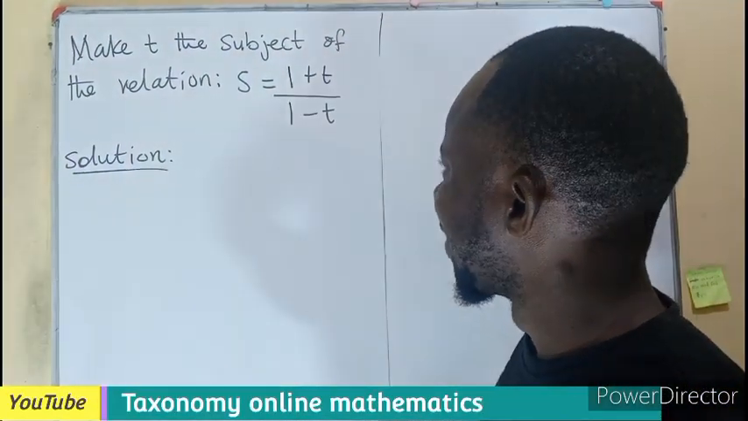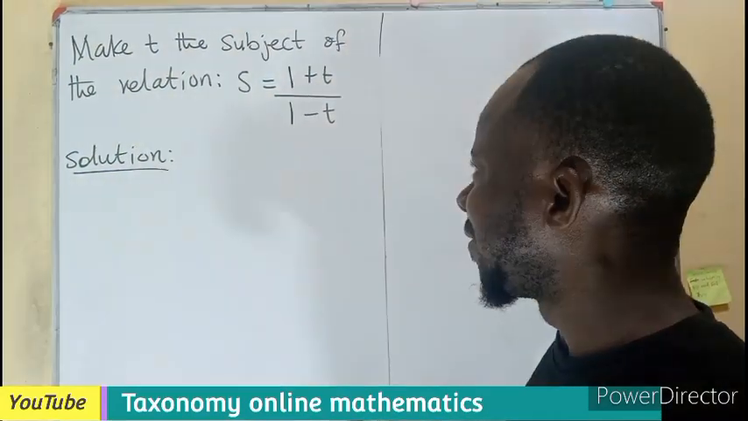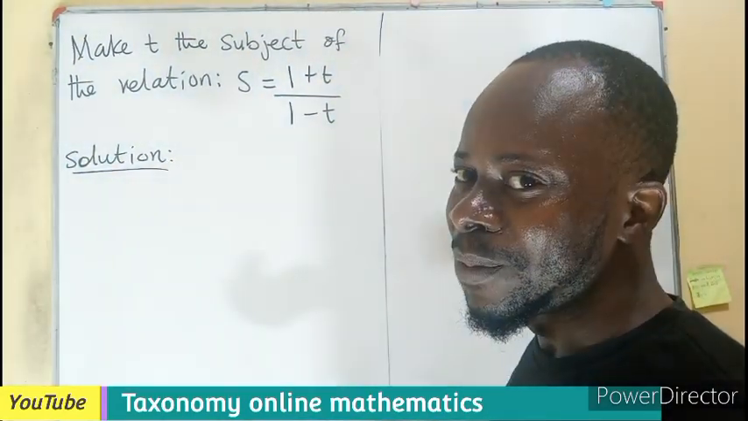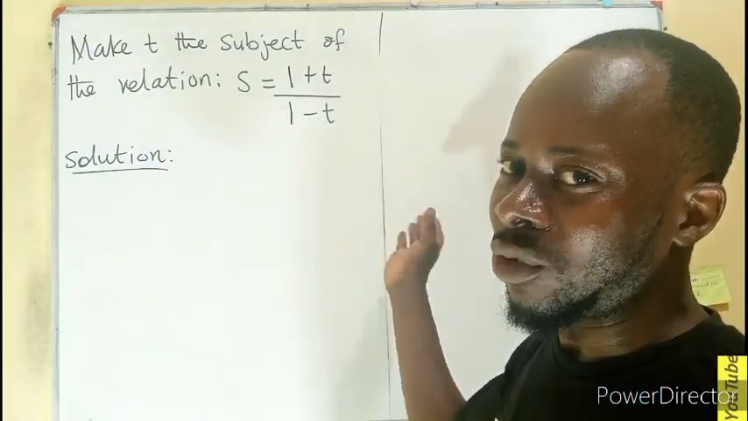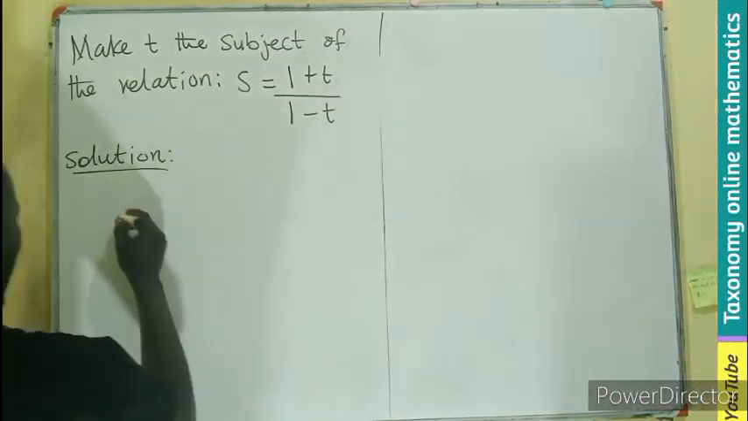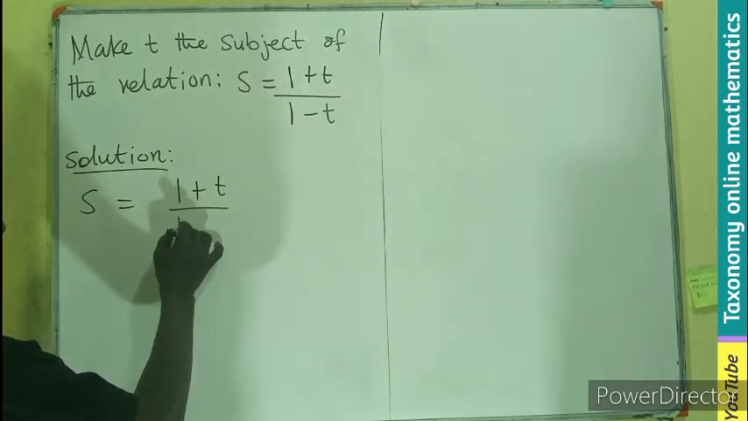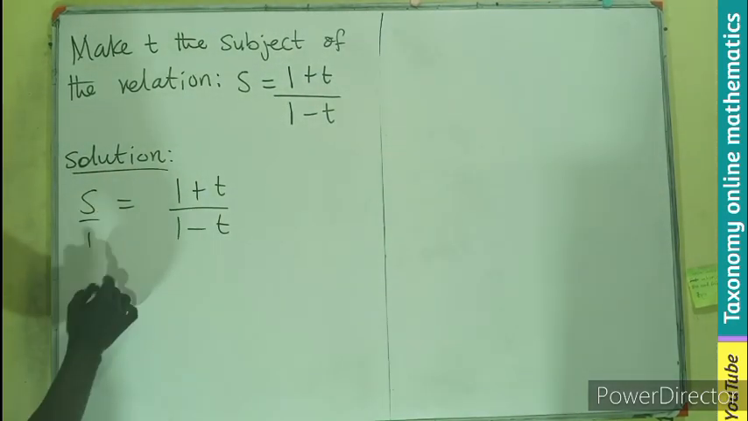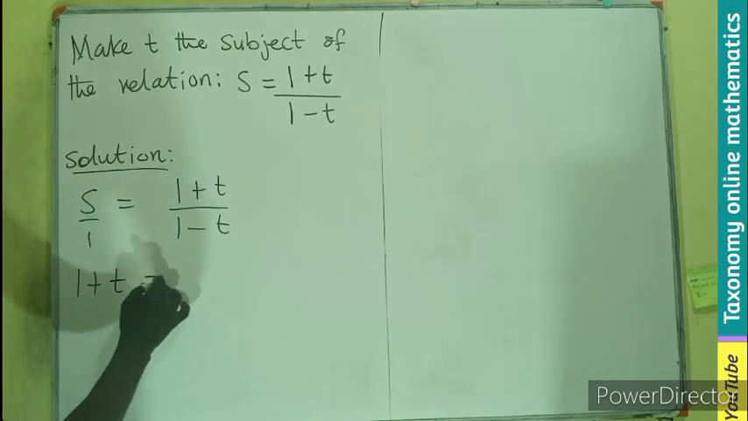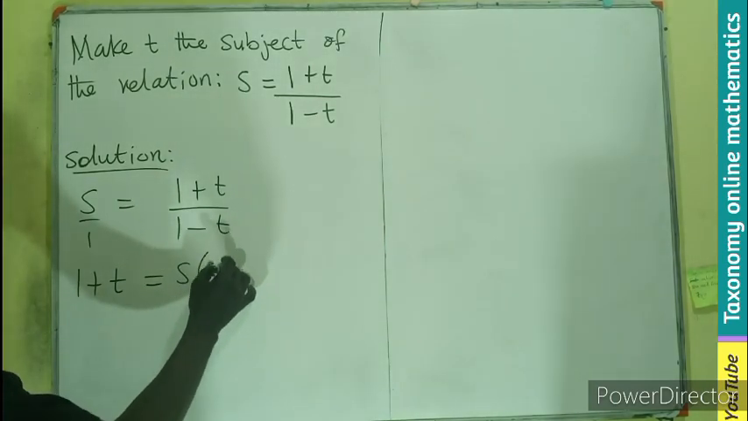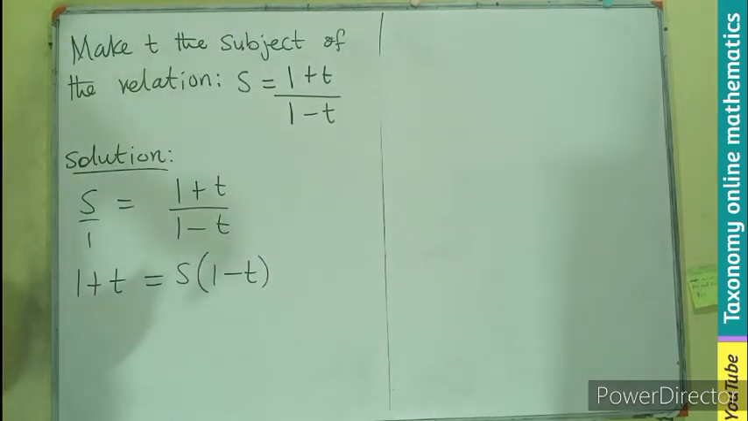We have to make t the subject of the relation s equals (1 plus t) divided by (1 minus t). So this is a simple equation involving fractions. So we cross multiply. So our term becomes s equals to 1 plus t. If you cross multiply, the whole of this comes here as 1 plus t equals s multiplying 1 minus t. You cross multiply diagonally.